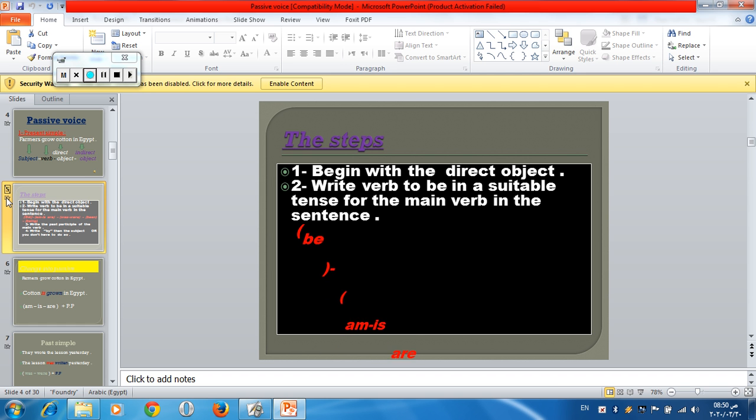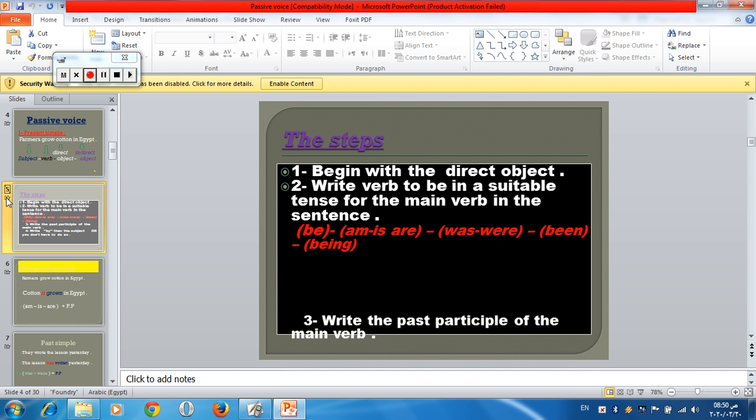We have be, this is the infinitive. Am, is, or are, this is the present of the verb to be. And was or were, the past of the verb to be. We have also been, the past participle of the verb to be, and being, for continuous tenses.